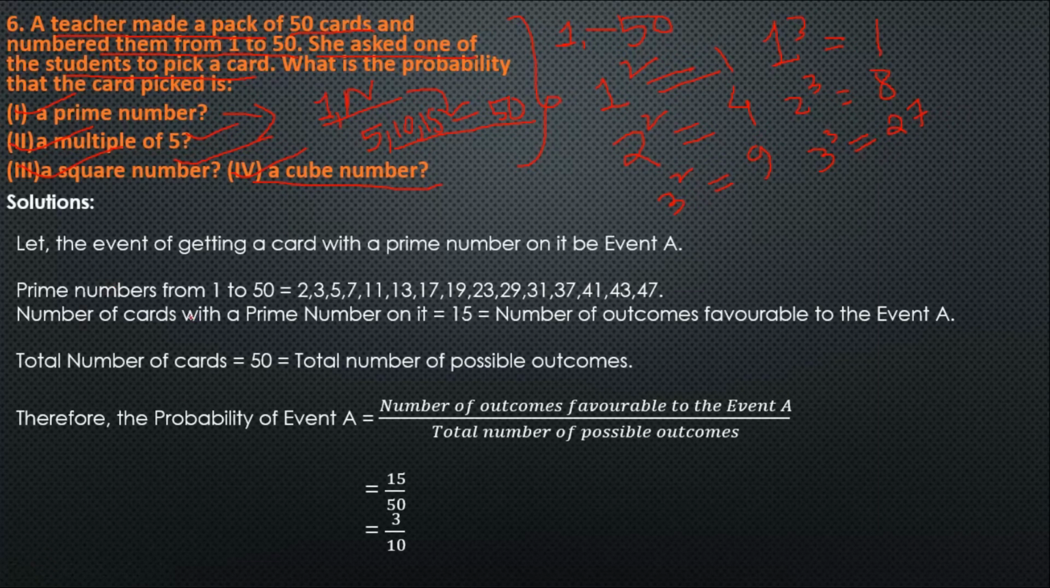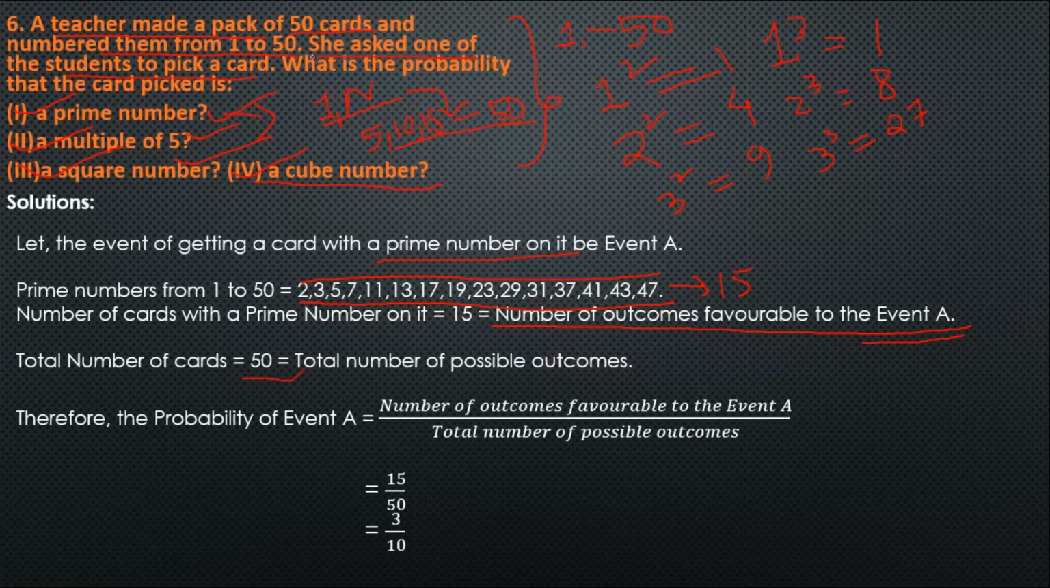Let's move on to the solution of number 1. There is a prime number. These are the prime numbers from 1 to 50. You may count, and this will be 15. There are 15 prime numbers from 1 to 50. So this is the number of outcomes favorable to event A, because if any one card with these numbers is picked, then we'll get a card with a prime number, which is our condition to be fulfilled. So this is the number of outcomes favorable to event A.